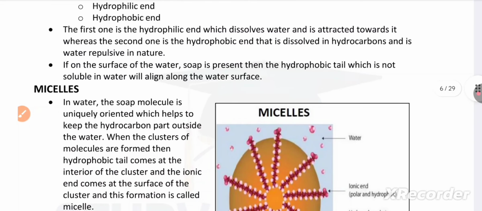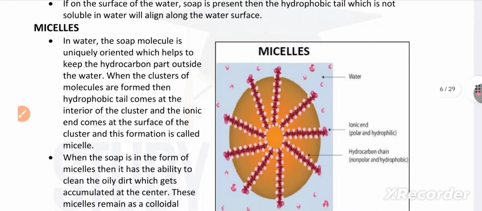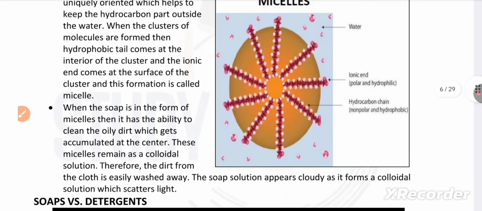Hydrophobic, hydrophilic end. The first one is the hydrophilic end, the water love end, which dissolves in water and is attracted towards it. The second one is the hydrophobic end, which dissolves in hydrocarbons and is water repulsive in nature. On the surface of the water, the hydrophobic tails of soap, which are not soluble in water, will align along the water surface. This is the micelle concept.